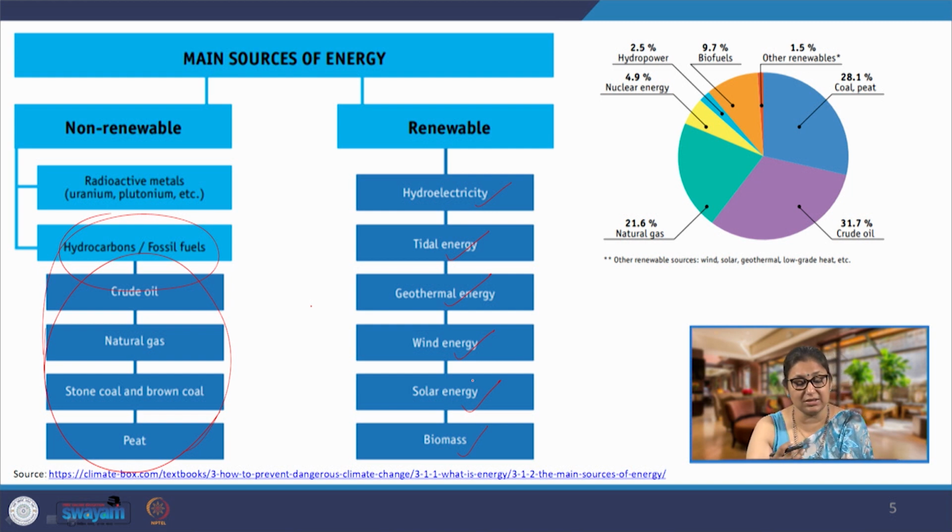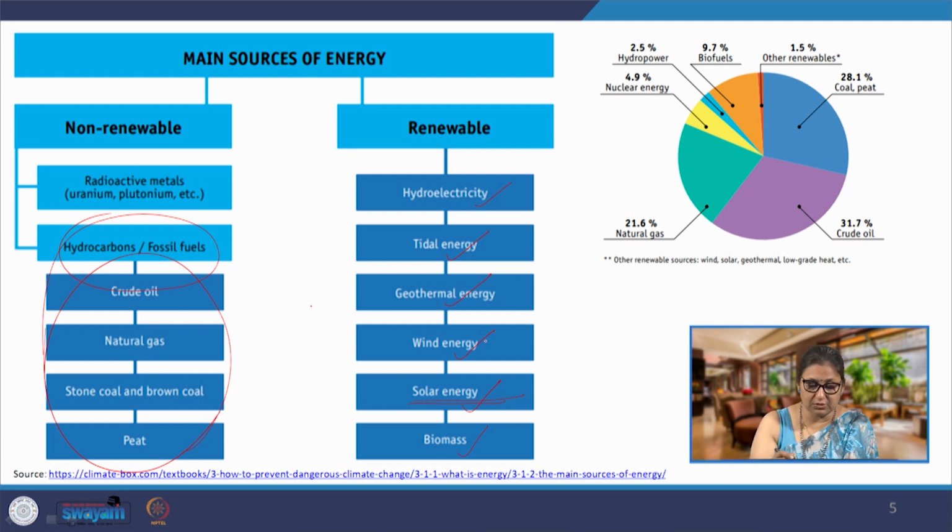Now, if you look at this, none of these resources can be transported and transferred from one side to the other. So, they are geography dependent, and they are also season dependent. They also have diurnal variation. For example, solar energy is not even available 24 hours a day. It is available only for the duration when the sun is there.